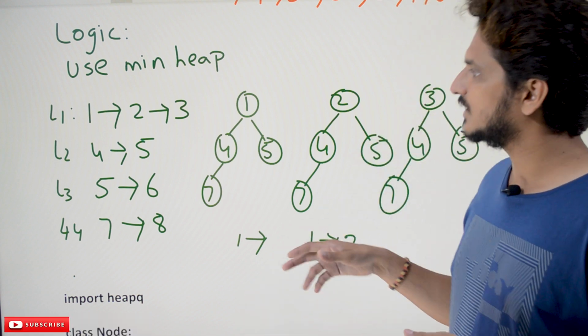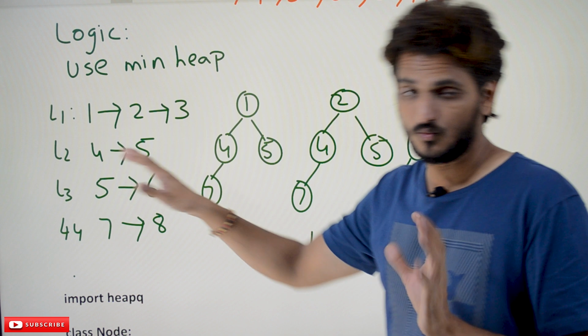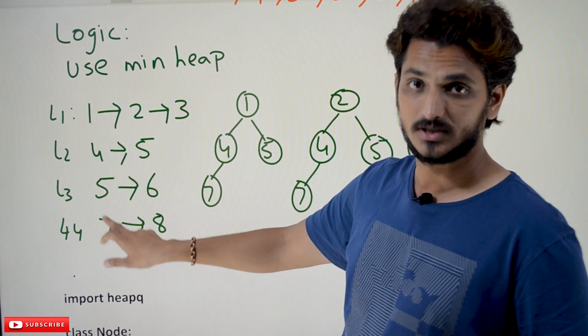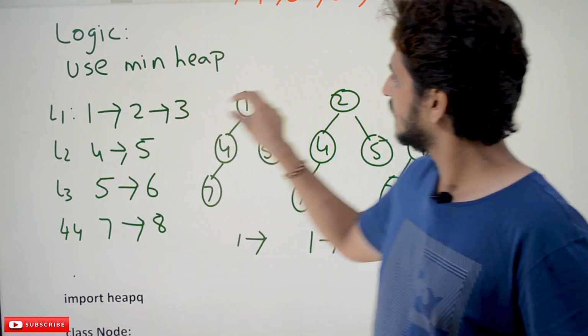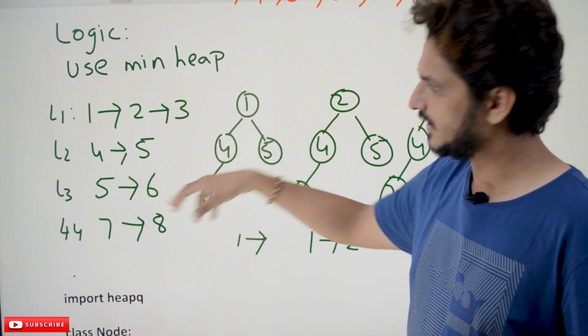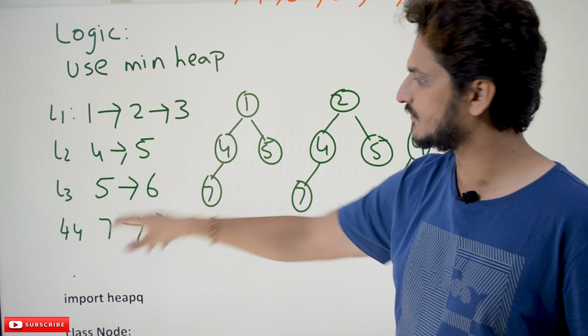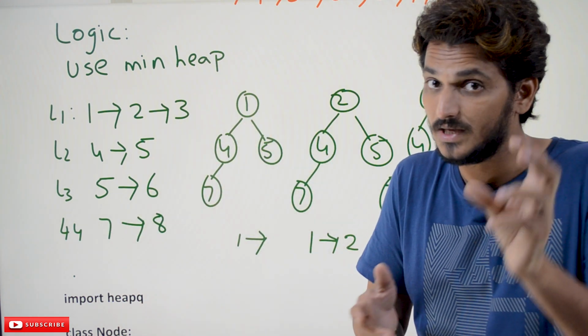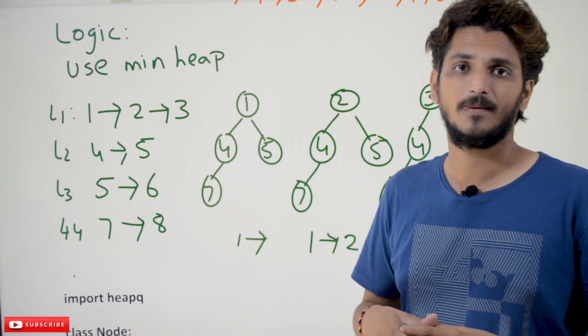So the logic here is, first take the first list, second list, third list, fourth list. Take the first elements. 1, create a heap. 4, create a heap. 5, create a heap. 7, create a heap. Heap of size k. That's why the space complexity is provided as k.